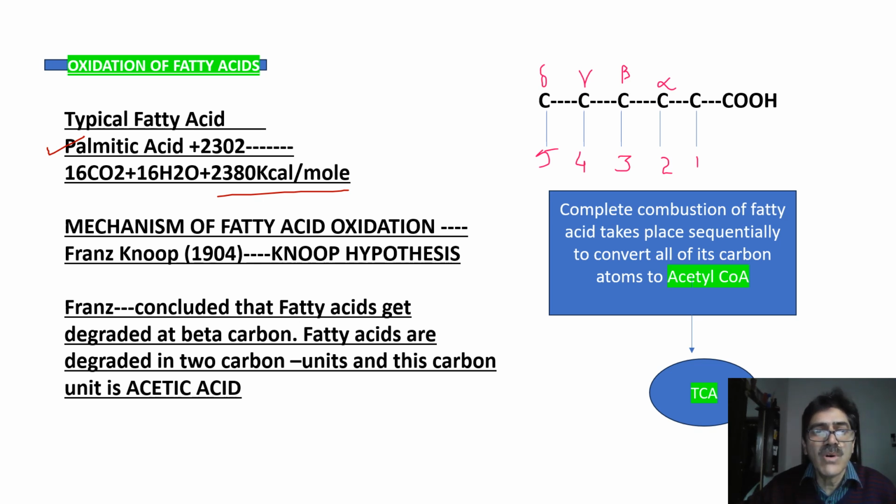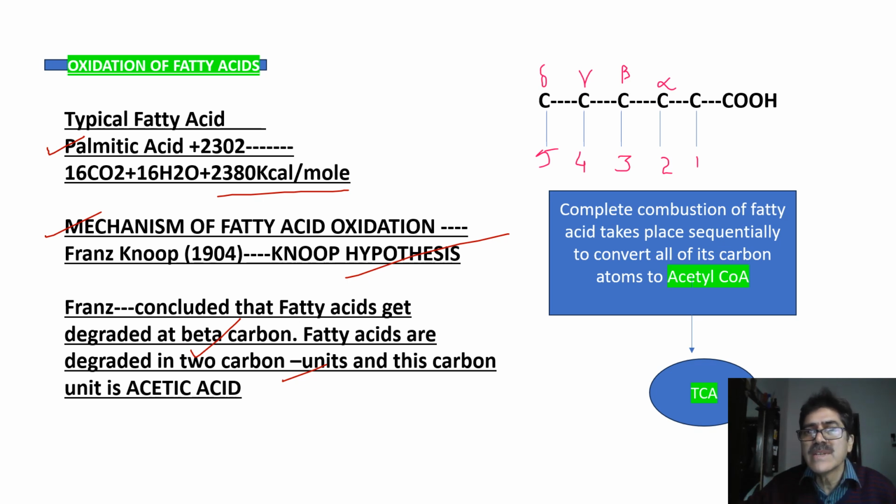Now the mechanism of fatty acid oxidation was studied by Franz Knoop in 1904, known as Knoop hypothesis. What he concluded from his experimentation is that fatty acids upon degradation get degraded or oxidized at a particular carbon atom known as beta carbon as per Greek nomenclature. Fatty acids upon degradation are shortened by two carbon units, and these two carbon units represent acetic acid.